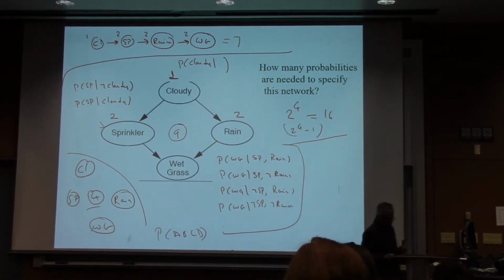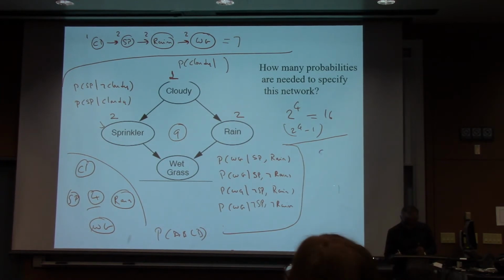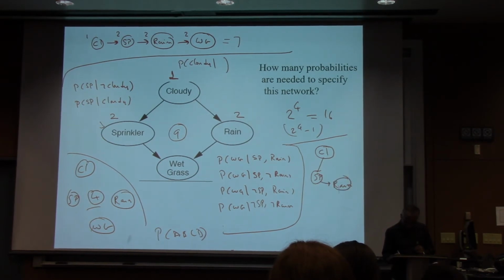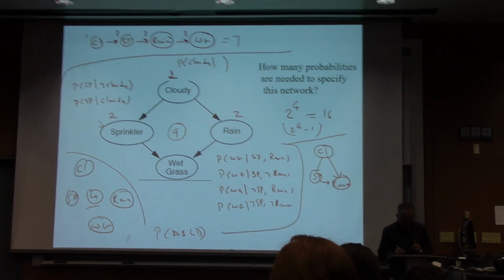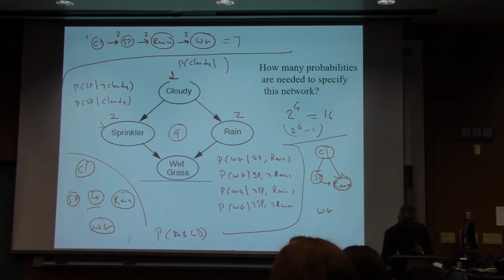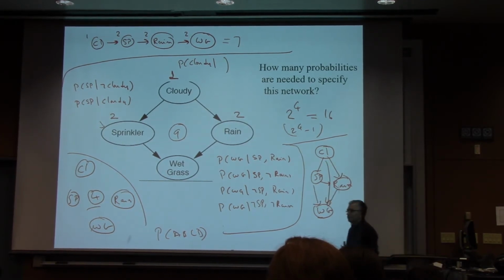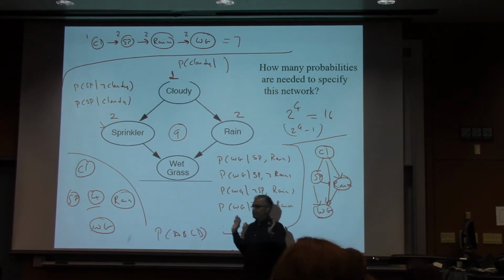Okay, let's just start with cloudy. Then I put sprinkler. I'll put a link. Then I'll put a rain. I'll put a link from everything to this. Okay? Then I put a wet grass. And then I put a link again from everything to this. Do you see that network? Is this cyclic? There are no cycles.